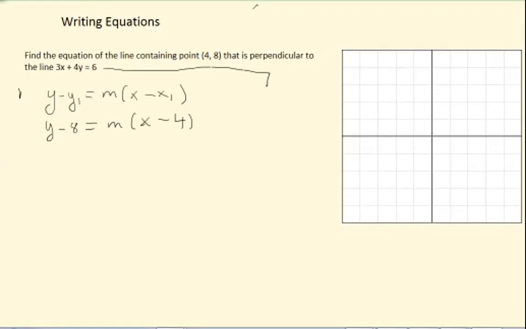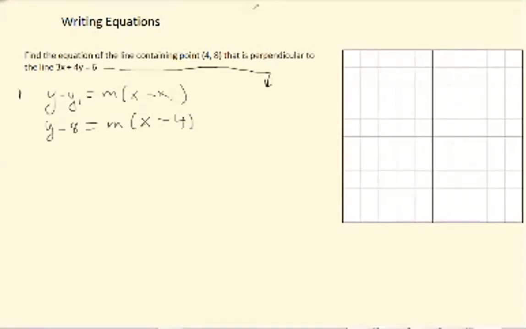So step 2, if you will, you don't have to actually do this in this order, but we need the slope either way. So I can get it from this equation if I solve it for y. Negative 3x plus 6, which means y is negative 3/4 x plus 6 over 4. Now, I really don't care about this other stuff. I do care about this number.